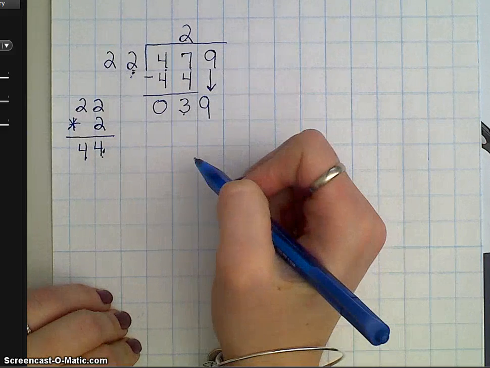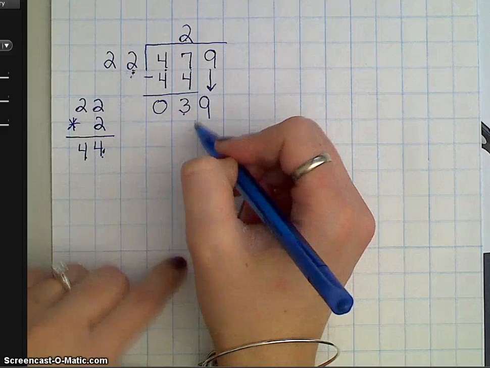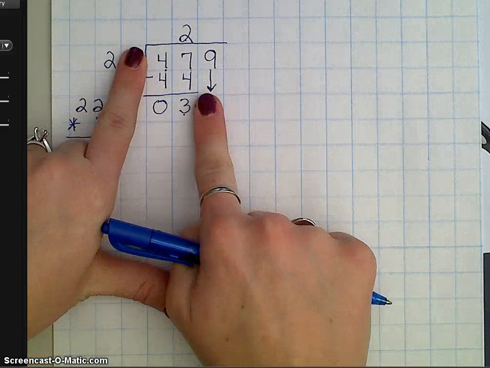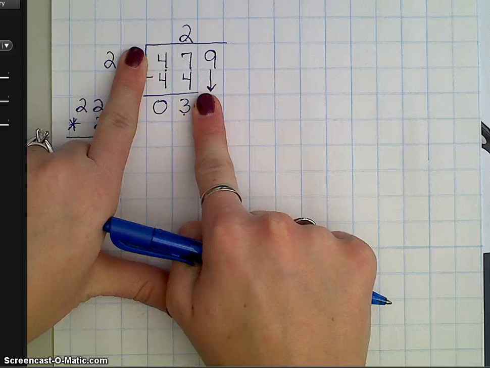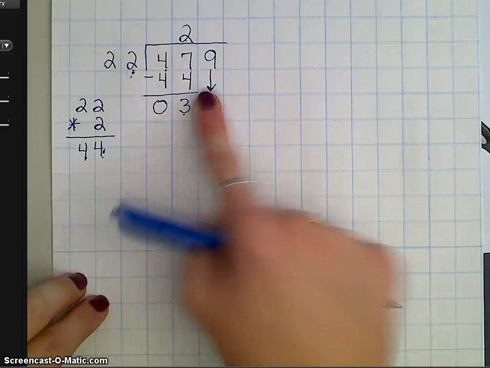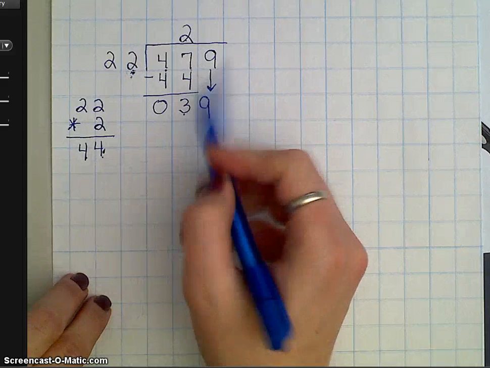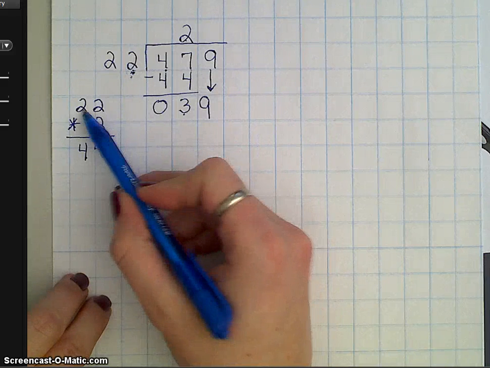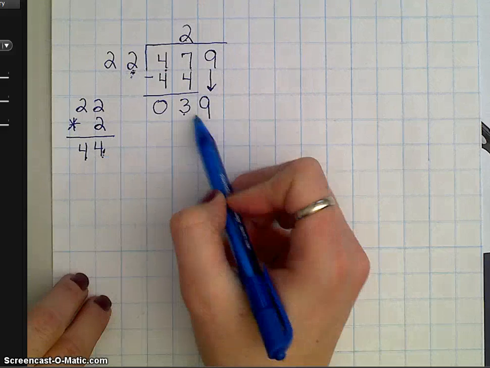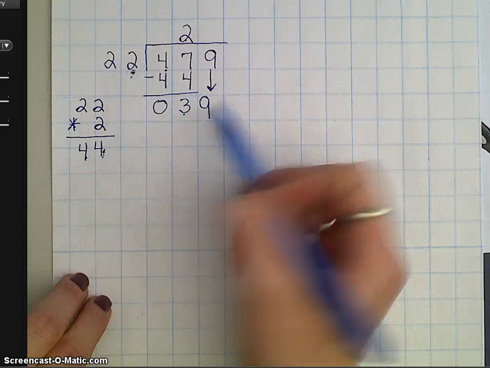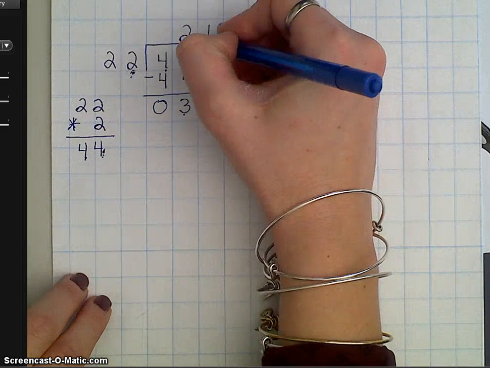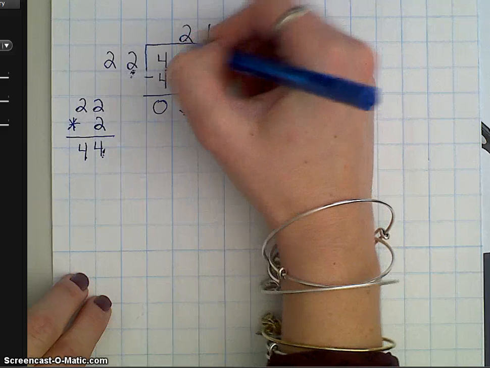Now it's time to repeat. So how many times does 2 go into 3? Well, 2 goes into 3 once. So 22 must only go into 39 one time. And down here, I've already checked, 22 times 2 is 44. So I know that 22 is only going to divide into 39 once. So I'm going to put a 1 up above the bar.